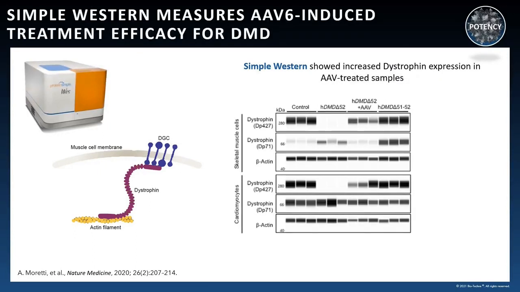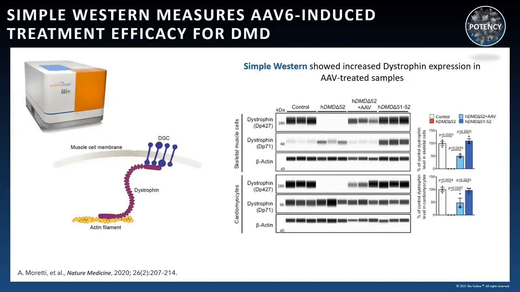The bands here represent the DP427 form, as well as the shorter dystrophin isoform DP71. And the researchers used beta-actin as loading control. On the right, dystrophin levels are shown normalized to beta-actin expression as percentage of mean levels in control cells. So this is just one example of how Simple Western can be used to look at transgene expression following treatment with the gene therapy.